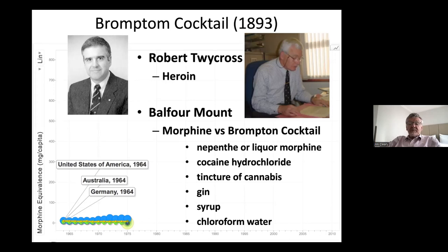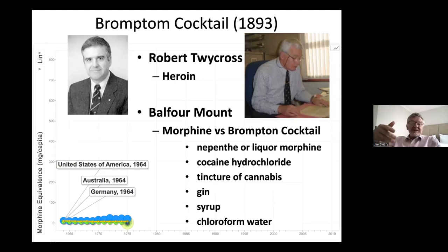And what was in the Brompton cocktail? Some morphine, some cocaine, some cannabis, a little bit of gin, some syrup to take away the bitterness, and some chloroform water. And people can say, wow, this is a recipe from the 1880s, published in the Lancet then by a Dr. Snow. And I have prescribed Brompton's cocktail in my professional life.